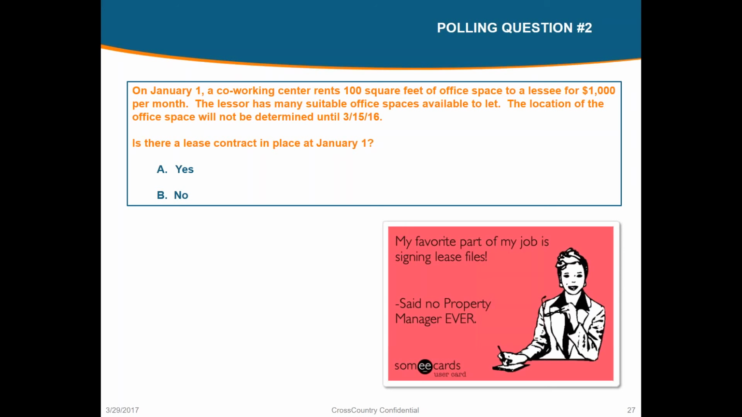We're getting ready to close up that question. And as a reminder, you do have the opportunity to ask a question by clicking on the box and submitting. So the correct answer to the polling question is no, because there is not an identified asset until March 15th.